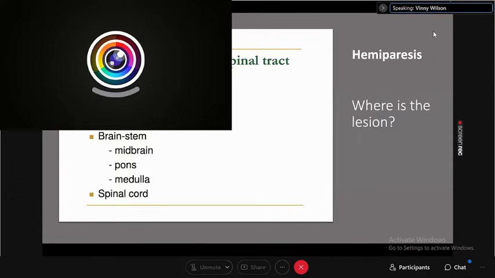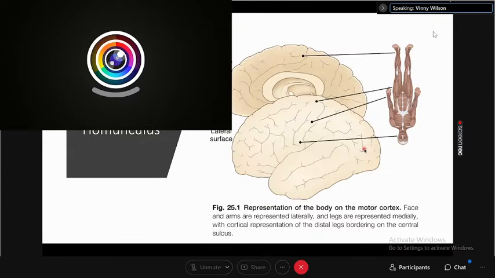So in a patient who has come with hemiparesis, when we address the question, where is the lesion? The lesion for hemiparesis can extend all the way from the cortex, through the internal capsule, through the brainstem, midbrain, pons, and medulla, and up to the spinal cord. So how is it that we can determine where the lesion is? To understand this question better, you have to understand how the body is represented in the motor homunculus, that is the motor strip of the cerebrum.